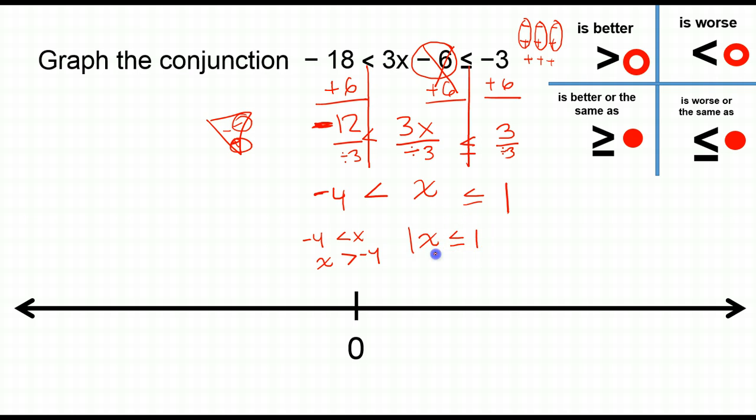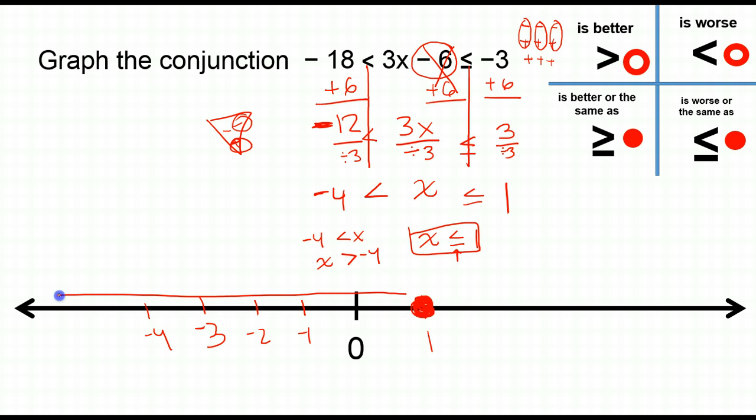All right, so let's graph this one first. It seems to be the easiest. There's 1, open or filled in? Filled in. What are some numbers that are less than 1? Well, 0, every negative number known to man and woman.